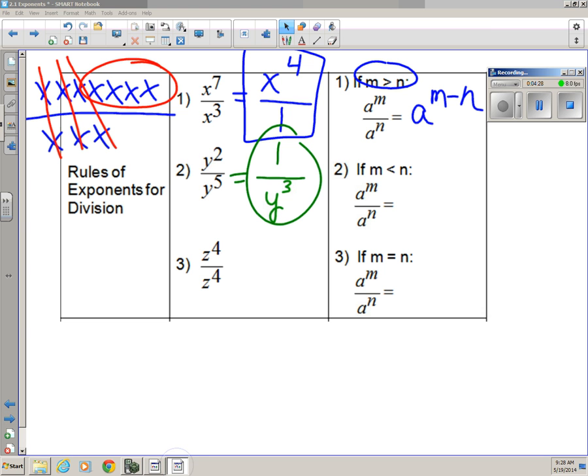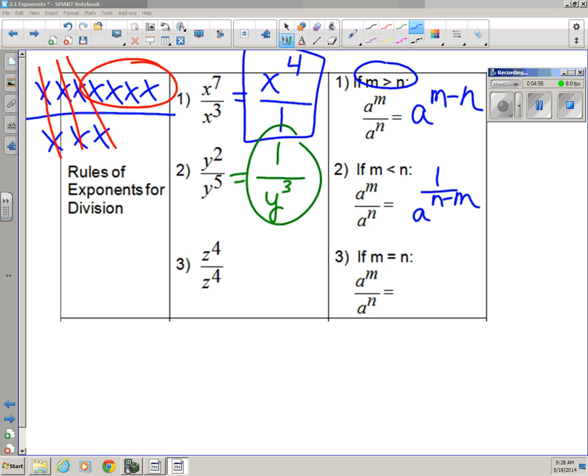Okay, so if m is less than n, then the rule says it's 1 over a to the n minus m. I'm not a big fan of the rules. I like to say, where are there more, top or bottom? That's where they stay, and how many more?